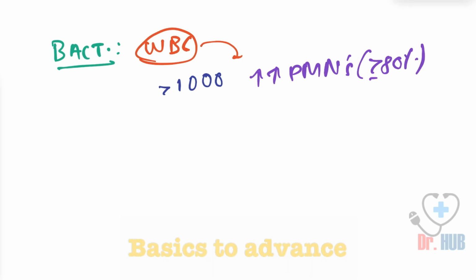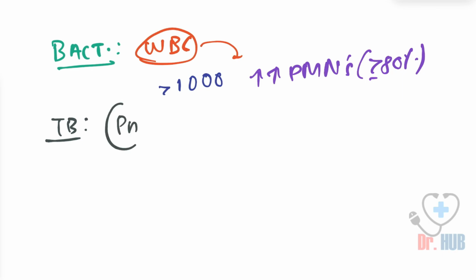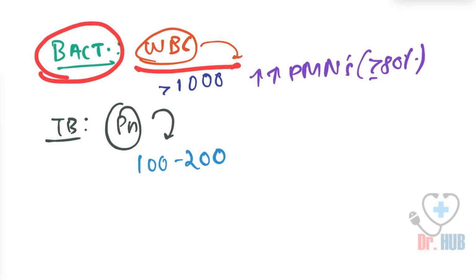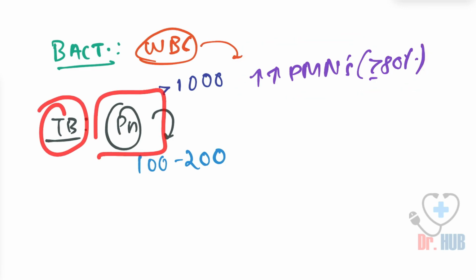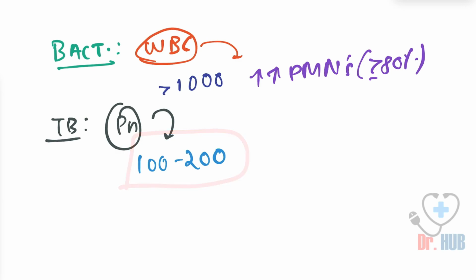The next question we asked was in terms of the tuberculosis. In terms of TB, what is the protein content? In terms of TB, the protein is about 100 to 200. So just to recap the answers, for bacterial, the WBC is greater than 1000, with a significant increase in the PMNs, and for TB, the protein is about 100 to 200.